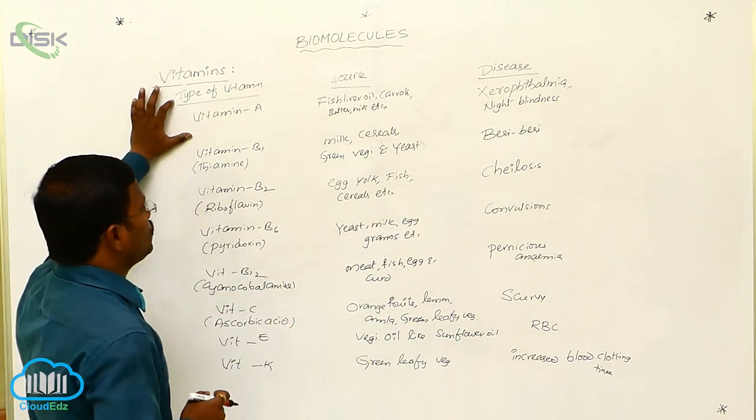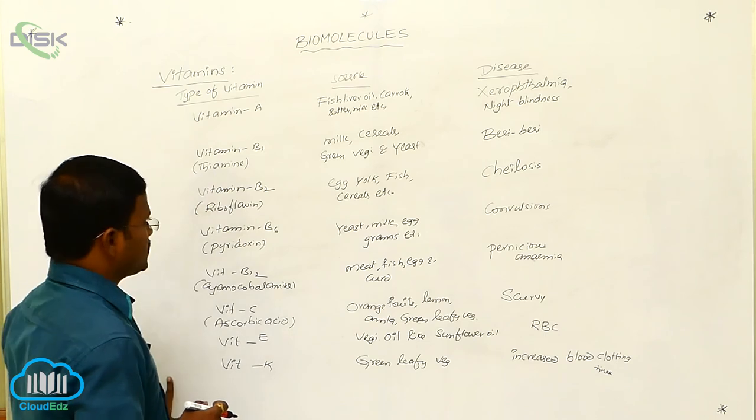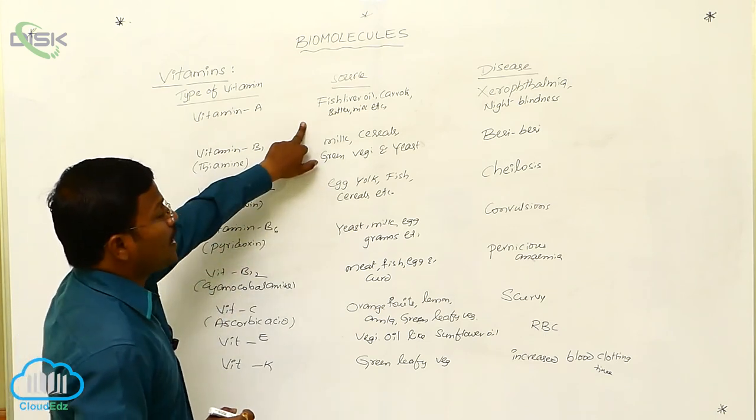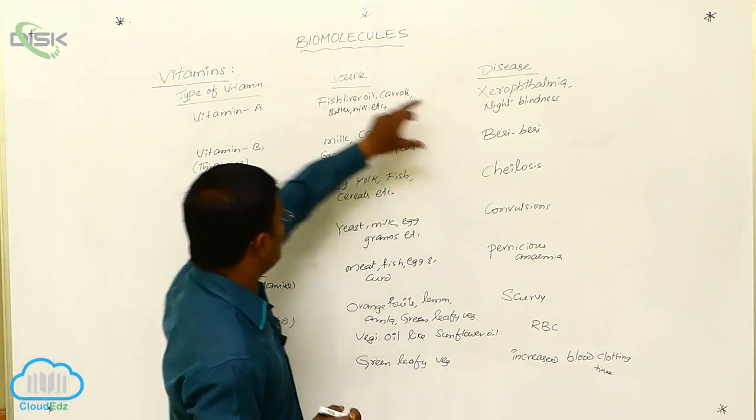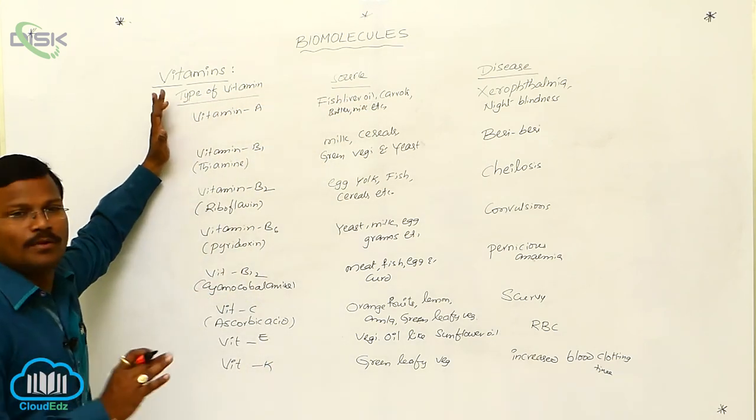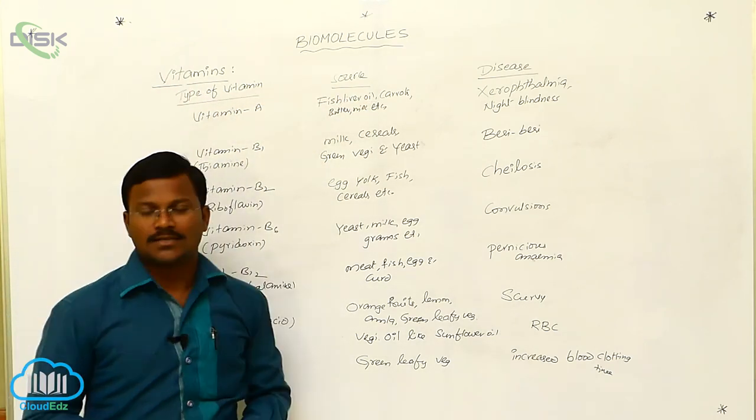This is the table which shows the different types of vitamins and their sources and the diseases resulting due to the deficiency of such vitamins in human beings. So this is about the concept of vitamins.